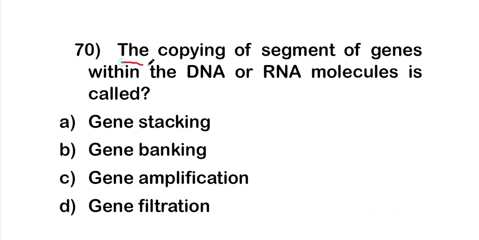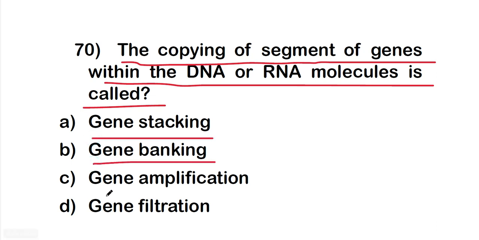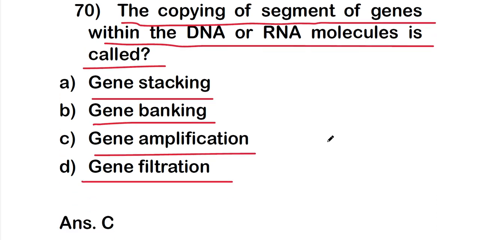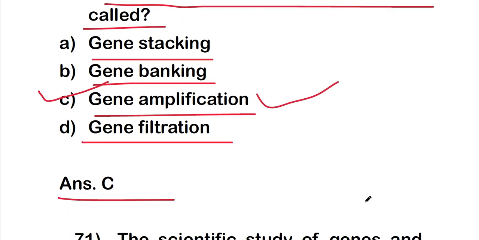Question number 70: the copying of segments of genes within the DNA or RNA molecules is called option A, gene stacking, option B, gene banking, option C, gene amplification, option D, gene filtration. So the right one is option C, gene amplification. So the copying of segments of genes within the DNA or RNA molecules is called gene amplification.